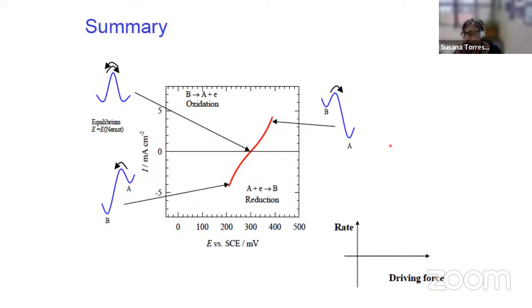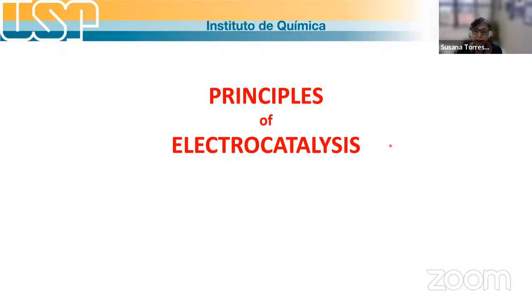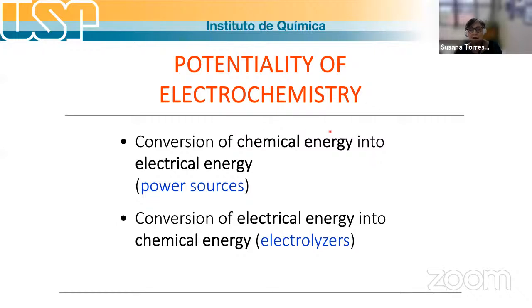But if we speak about electrochemical kinetics, obviously we try to improve the electrochemical kinetics of the electron transfer. And for this, we are going to speak about a very, very important part of electrochemistry, electrocatalysis. Electrocatalysis is very important in electrochemistry because, for example, in power sources we have the conversion of chemical energy to electrical energy, and in electrolyzers we have the conversion of electrical energy into chemical energy.